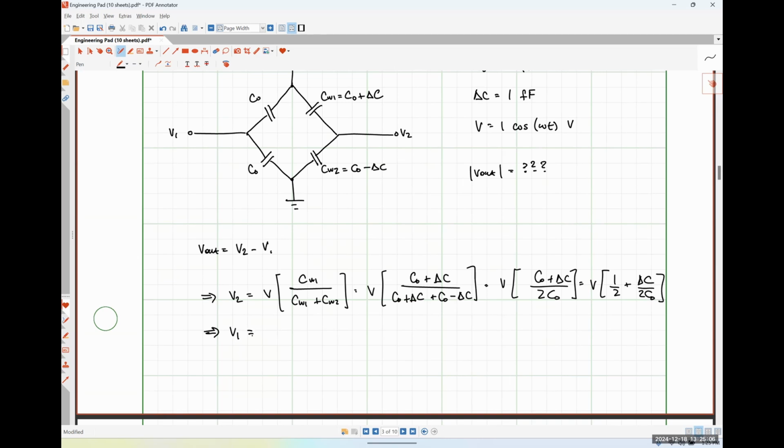V1, I hope by inspection, everybody can see that that's literally just going to be 1/2 V. And so V2 minus V1 is just going to look like V times delta C over 2 C naught. And when I substituted in numbers for this, I got this to be 5 millivolts. So that would be the amplitude of our output voltage in this particular case.